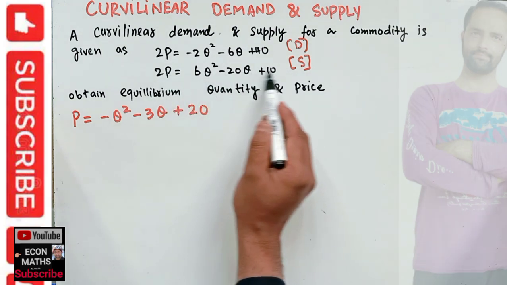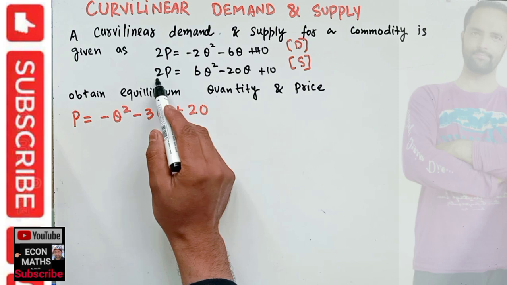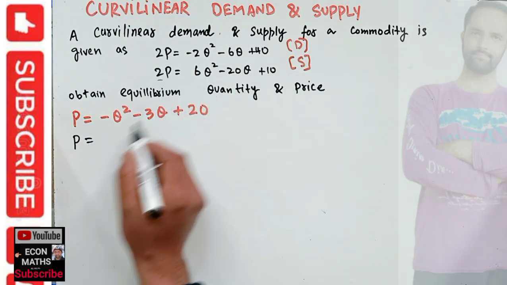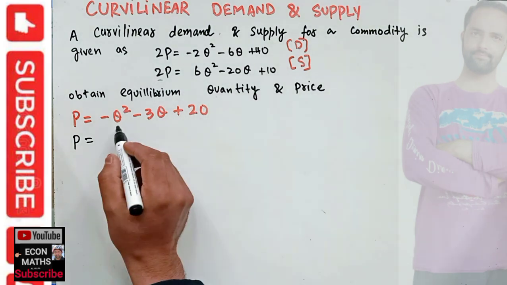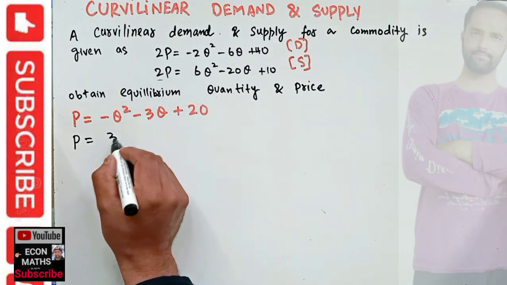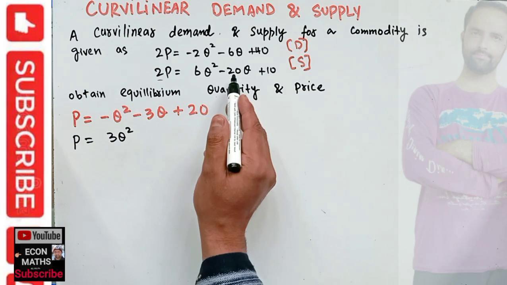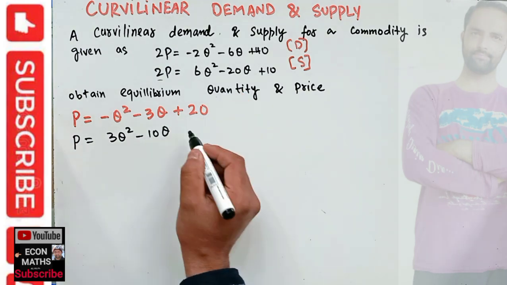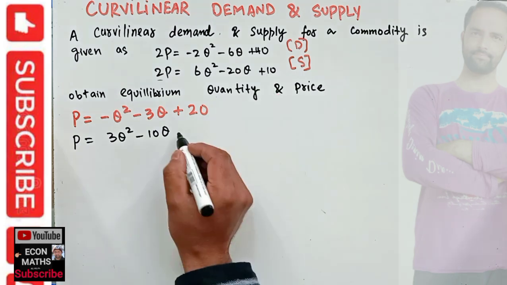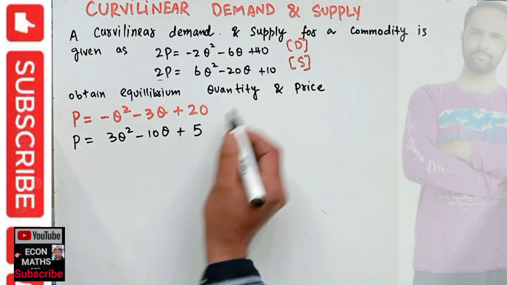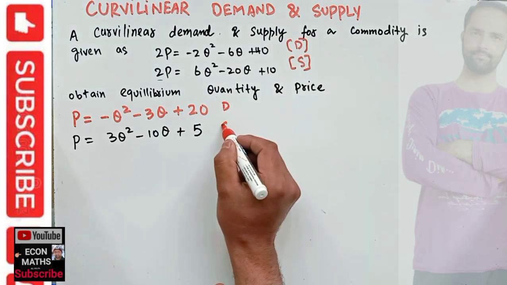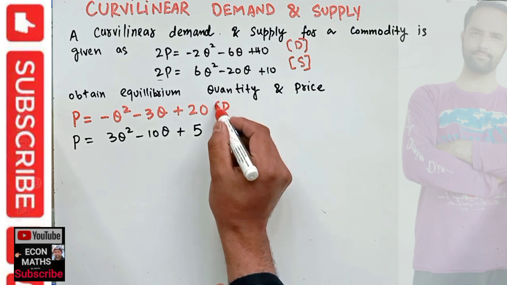Similarly, dividing both sides by 2 here again to cancel the 2 out, our next equation will be p = 6 divided by 2 is 3q², then 20 divided by 2 is -10q, then we have plus 5, since 10 divided by 2 is 5. This is our demand function, and this is our supply function.